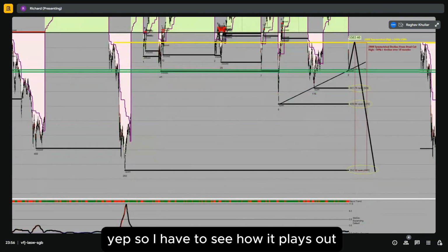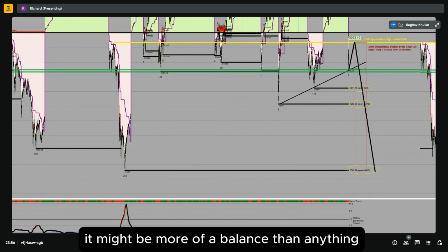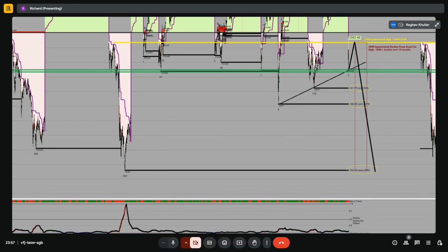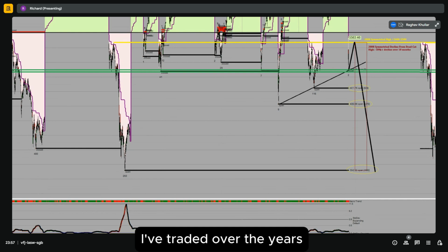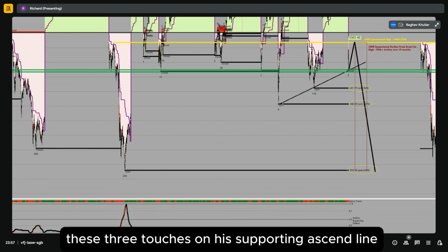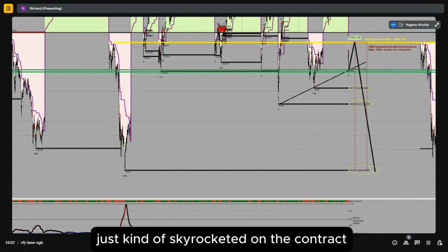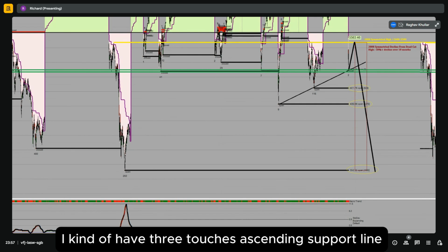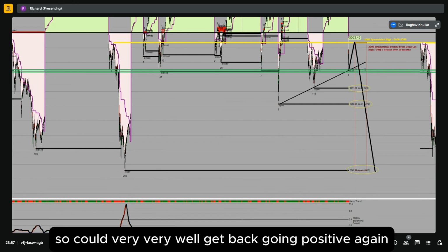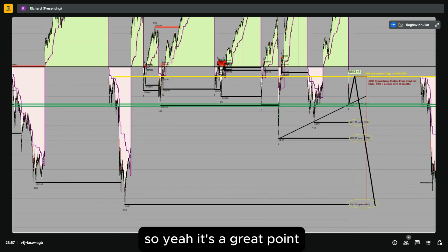Yep. So I'll have to see how it plays out. I'm kind of thinking it might be more of a balance than anything, because this is a very common fractal pattern I've traded over the years. These three touches on his supporting ascending line. I was showing that Walmart contract the other day, and Walmart just kind of skyrocketed on the contract. I had three touches on an ascending support line, so it could very, very well get back and going positive again.